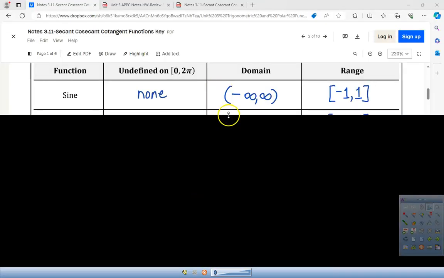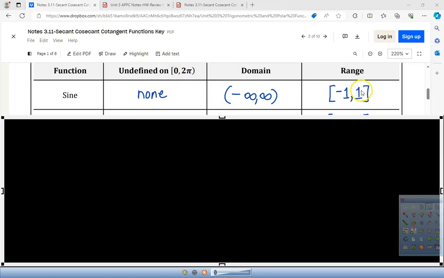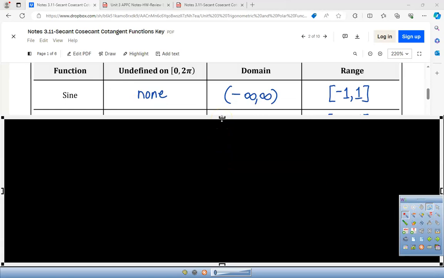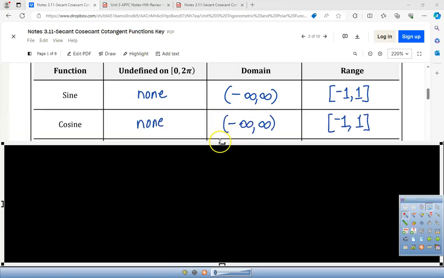All right. So remember, sine goes from negative 1 to 1, goes on forever from left to right, and has no asymptotes, right? Sine has no asymptotes, okay? And same with cosine. They're the exact same graph shifted over. I bounce between 1 and negative 1. I have everything in between, no asymptotes on it, okay?